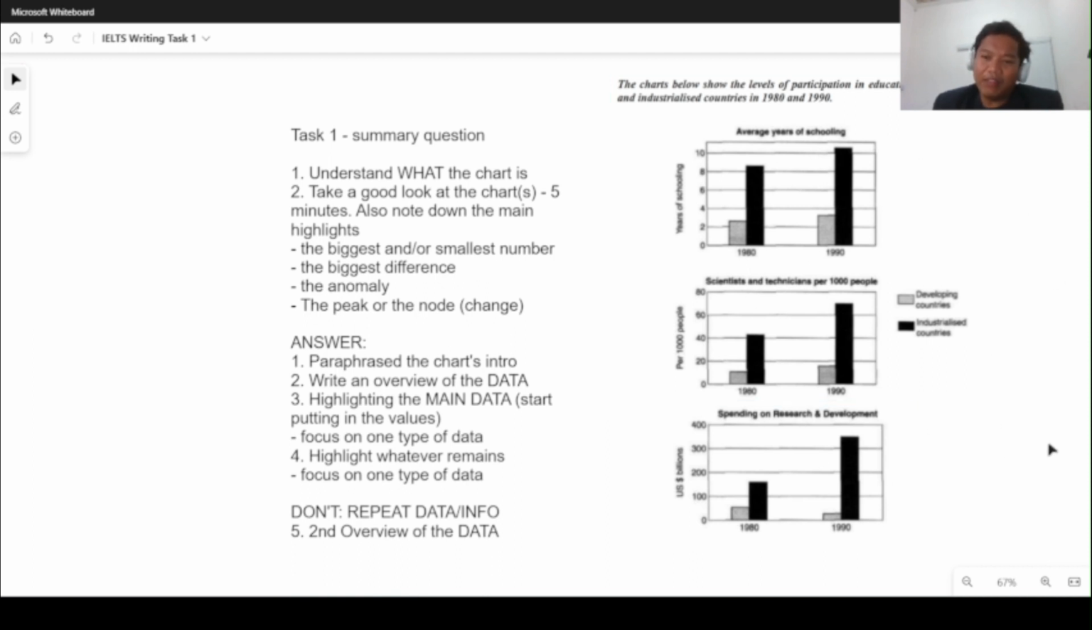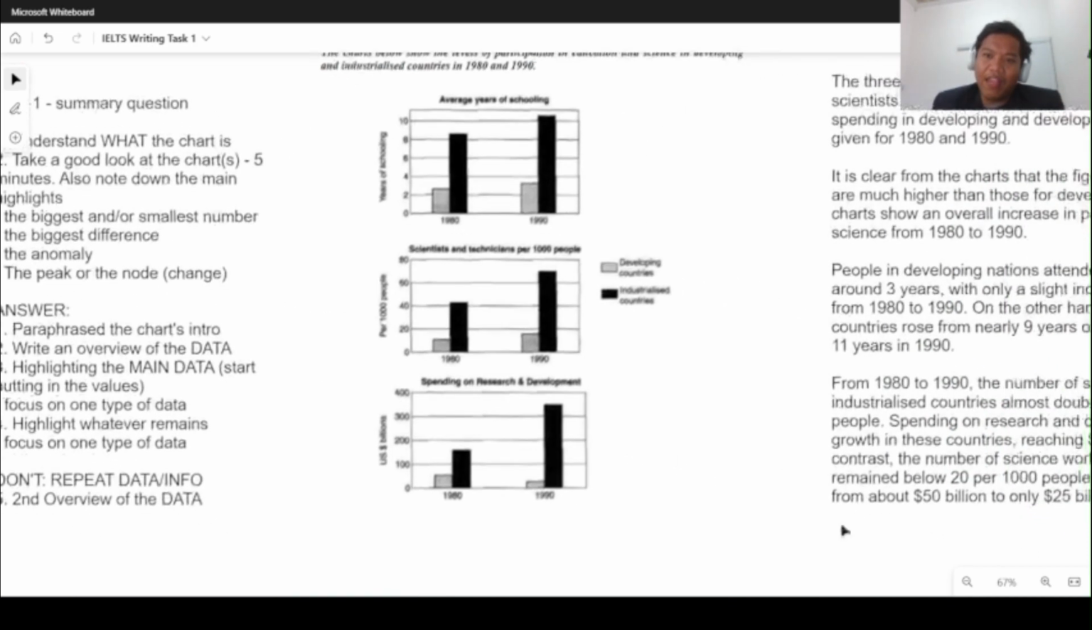It talks about developing countries and industrialized countries in 1980 and 1990, categorized into three different charts consisting of years of schooling, scientists and technicians per 1,000 people, and spending on research and development. Now we're going to jump immediately into the sample answer and dissect each paragraph and see what this person has successfully done.